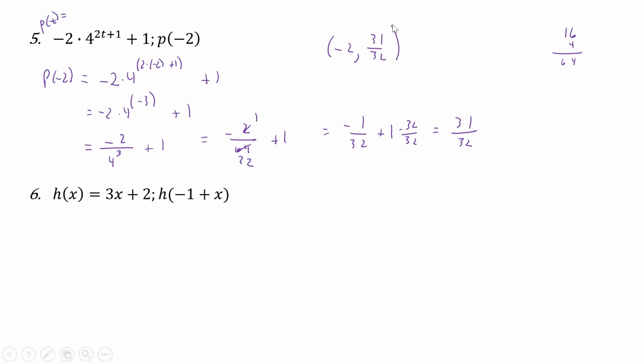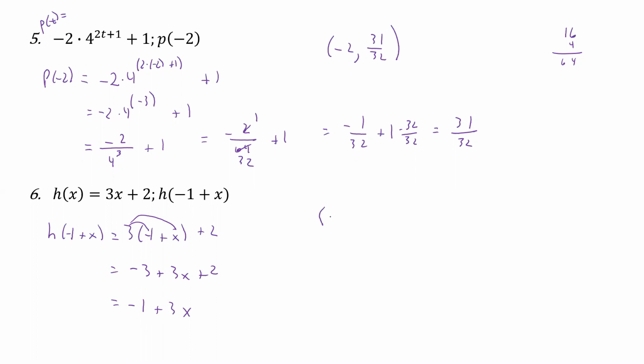Okay, so the next one, we have to plug in a whole expression. We have to plug that in for what x actually is. And so what we have to do is say, well, h of minus 1 plus x equals 3 times 1 minus 1 plus x, and then still plus 2. So now we have to get rid of parentheses. So that means distribute. So that's going to be a negative 3 plus 3x plus 2. And so that's going to give us a minus 3 plus 2. So it's going to be a minus 1 plus 3x. And so that's as far as we can go.